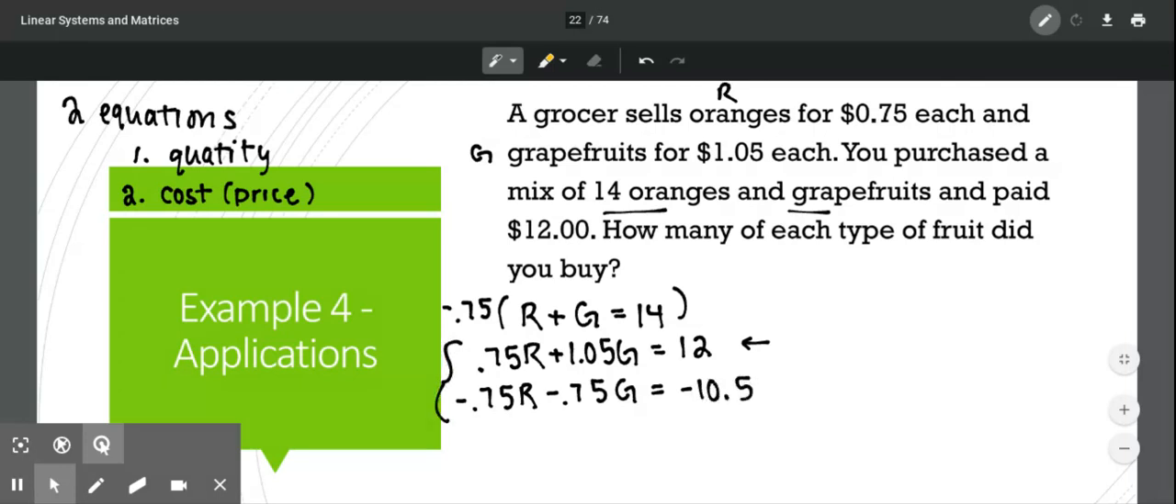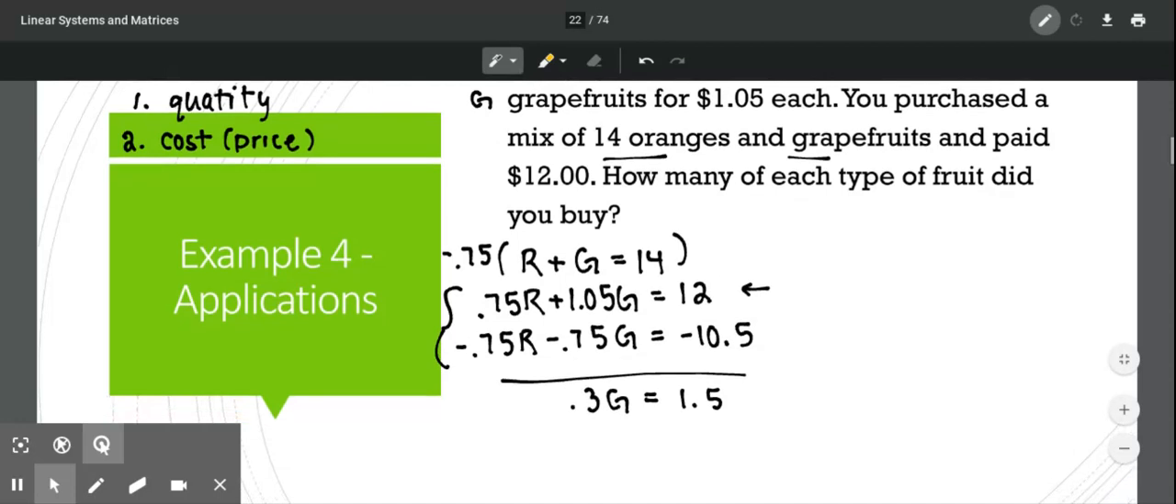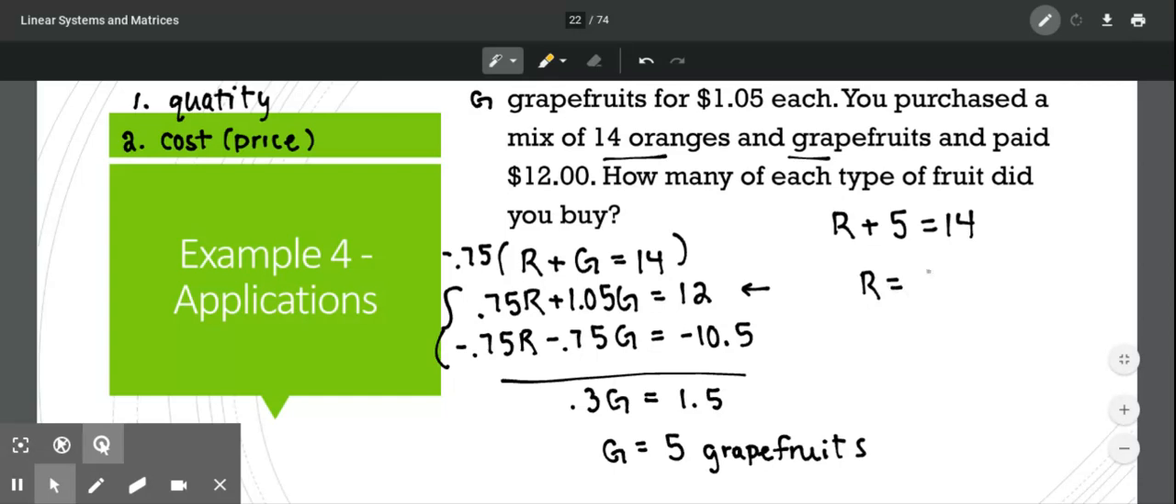And so now these are our two equations. If we combine those together, we get 0.3G equals 1.5. And if you do 1.5 divided by 0.3, we get that G is 5. So 5 grapefruits. And if you know that you had 14 total, your oranges plus your 5 grapefruits needed to equal 14, then that would mean that your oranges must be 9. So you would have 9 oranges.